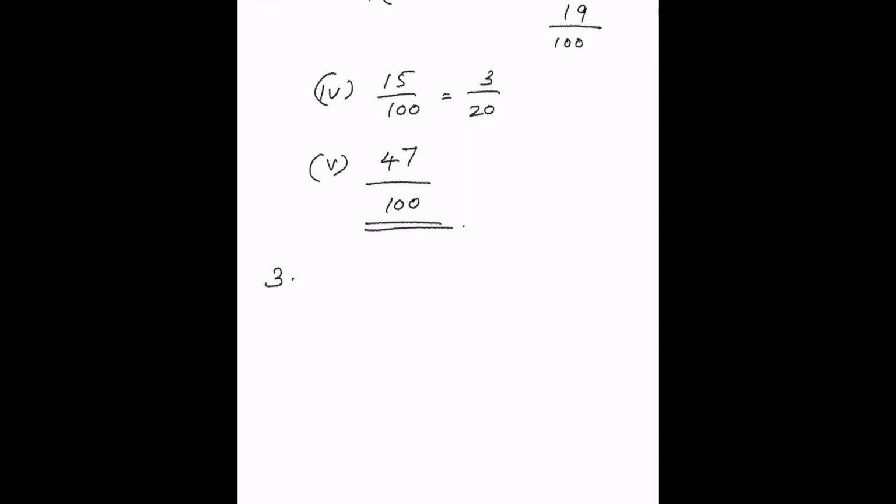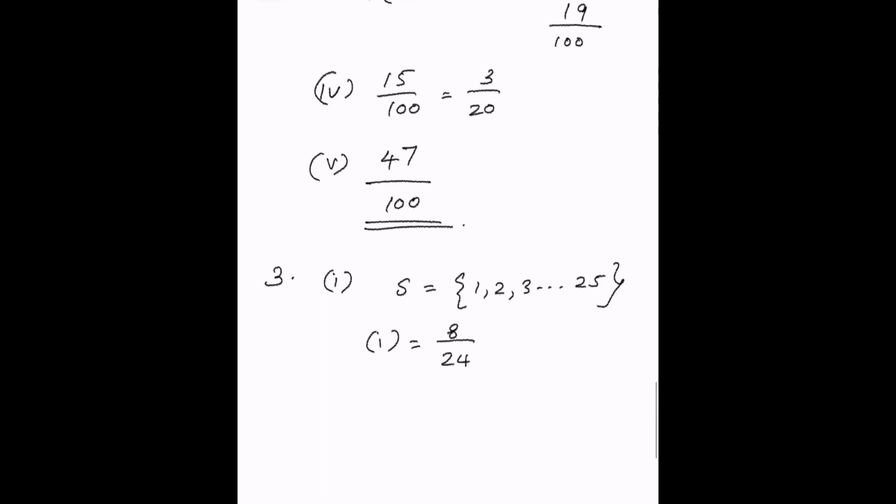Okay, so let's start with the first part. The sample space is going to be 1, 2, 3, etc. up to 25. So 25 cards are there, numbered 1, 2, 3 like that. Now find the probability that the number on the card is a multiple of 3. That is 8 by 25, because 8 threes are 24. So 8 cards will be there which are multiples of 3. So 8 by 25.